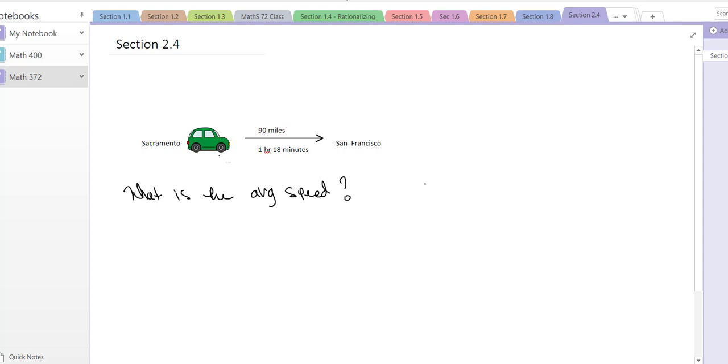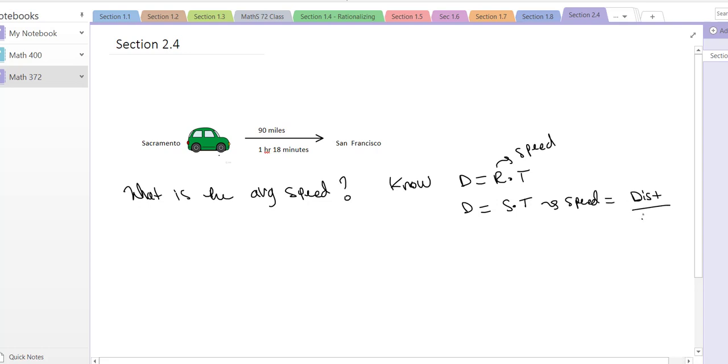And if you think about it, we know from other sections that distance equals rate times time, and rate is another word for speed or velocity. So we can say d is equal to s times t, speed times time. So speed is equal to the distance divided by the time. So s is equal to d over t. So the average speed then is the distance divided by the time.